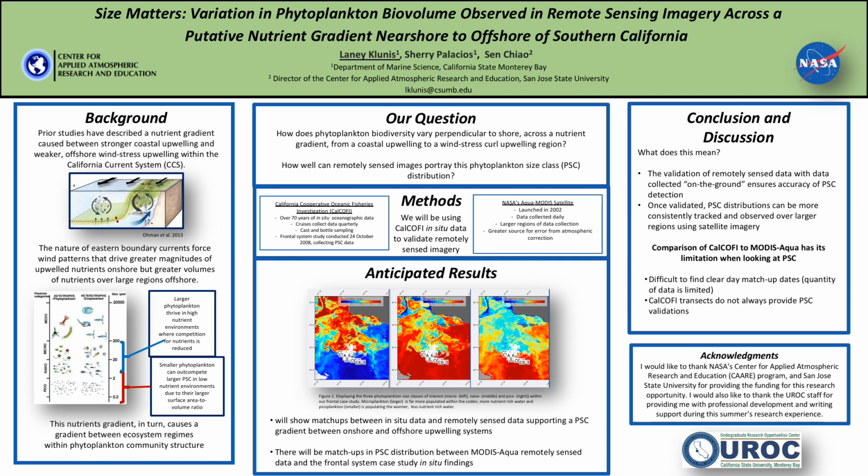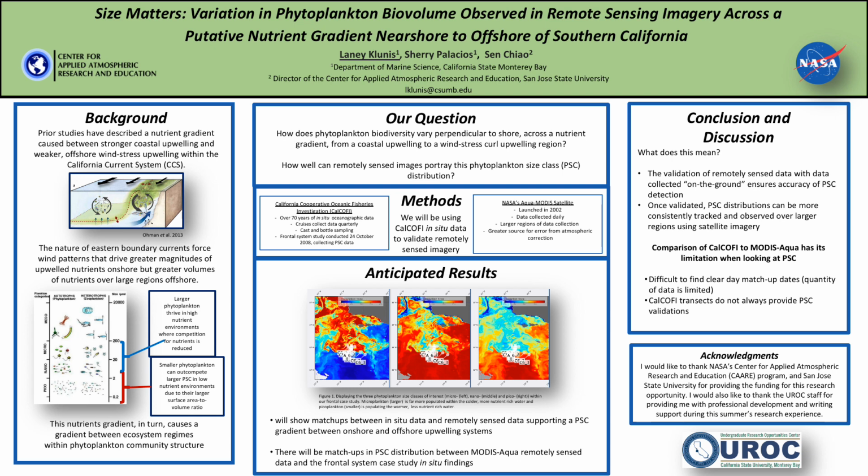Today I'm going to be sharing my project regarding remote sensing of phytoplankton within the California Current system. Prior studies have described a nutrient gradient between stronger coastal upwelling and weaker offshore wind stress-induced upwelling. This nutrient gradient causes a gradient between ecosystem regimes within phytoplankton community structures.